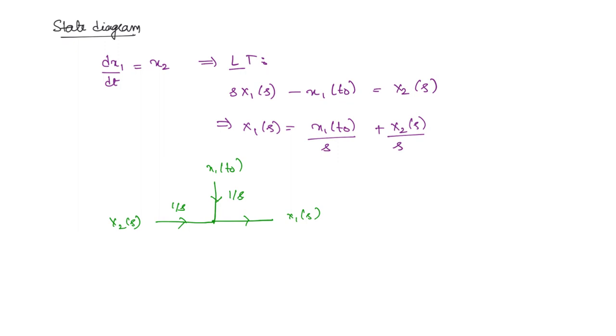Another way that you can represent this is, instead of taking x1(t0), you write x1(t0)/s, and then the gain is going to be simply 1. So this is just different ways of expressing x1(s). So this is called the state diagram.